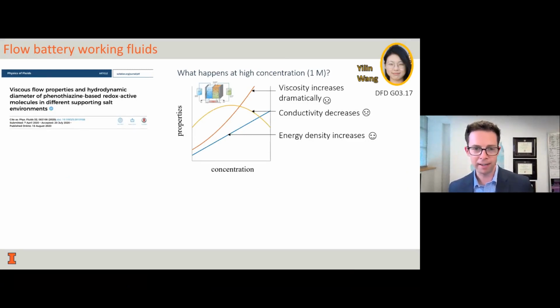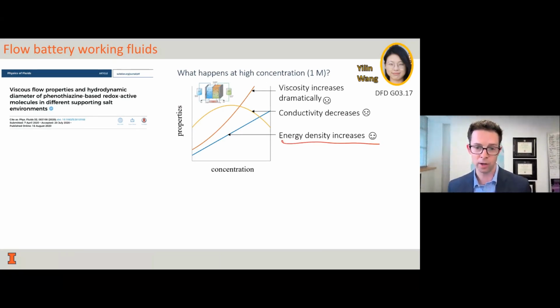And finally, I'll just point out Yilin Wang, who's a current PhD student working with me here at Illinois, also has a talk at DFD. She's thinking about the design for these redox flow battery systems, where there's a very interesting trade-off in how you achieve the transport properties you need to get the energy density that you want.